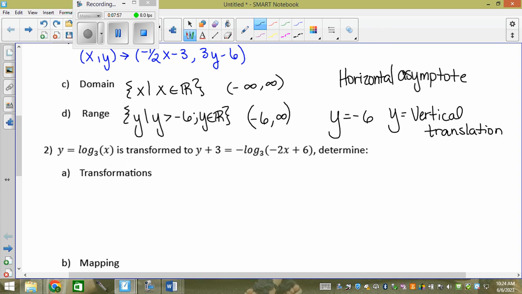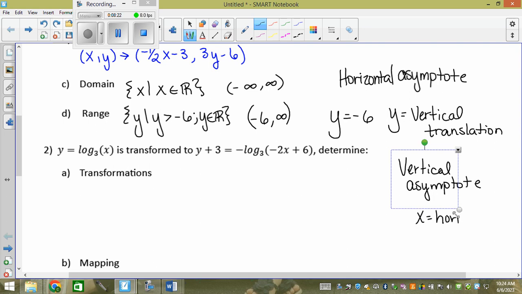Now logs have what type of asymptote? Vertical asymptote, and it normally sits on the y-axis, which is the equation x equals 0. What's the only thing that can move an x equals 0 line? Horizontal translation. So my vertical asymptote on a log is x equals the horizontal translation. So remember, logs and exponentials are just inverses of each other, correct?